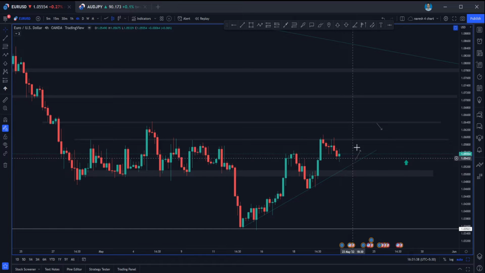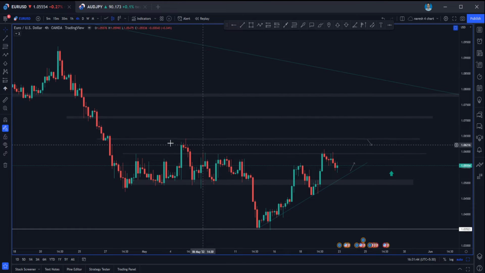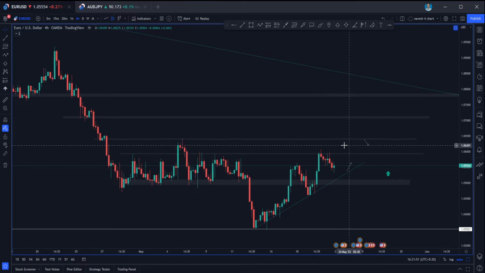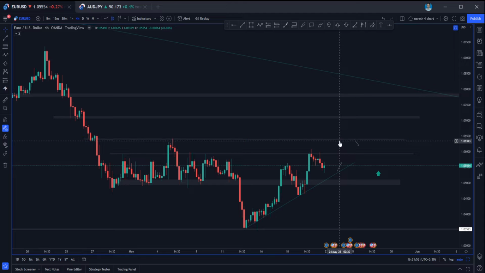You can look for long entries and target this level as your first target, and look for the second target here. As we have seen in DXY, it is near an important support, which would be a resistance in Euro USD. So this would be an important area, guys. If it respects this area and reverses back, it can continue the trend down. So wait for this, as this is an important area, and keep this as your target.